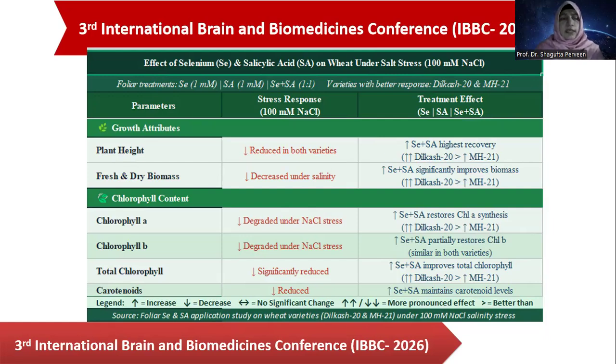In other pigments like carotenoids, carotenoids also decreased under salt stress. However, the combined selenium and salicylic acid maintained the carotenoid levels in both wheat varieties.